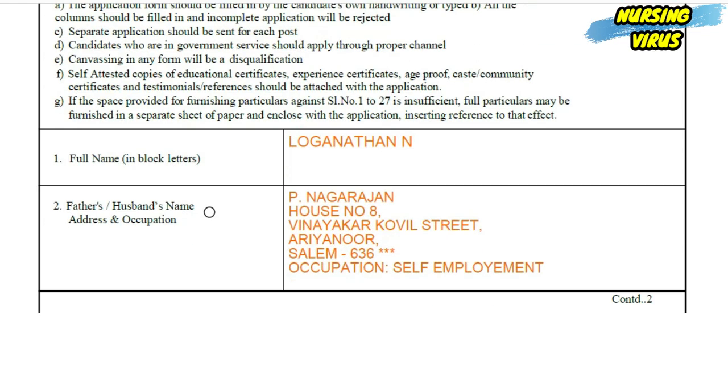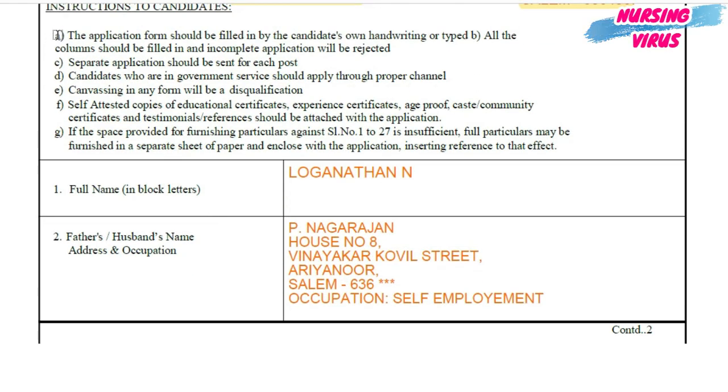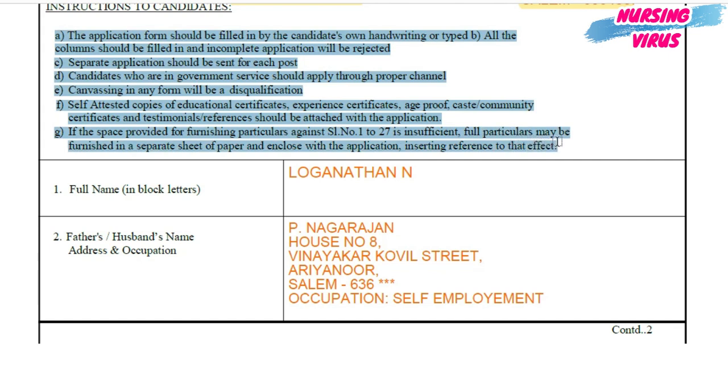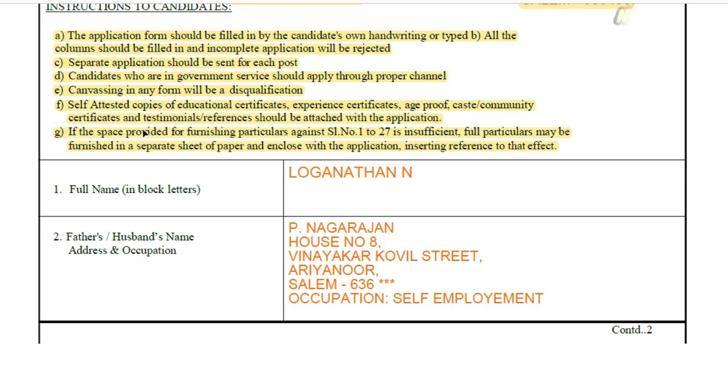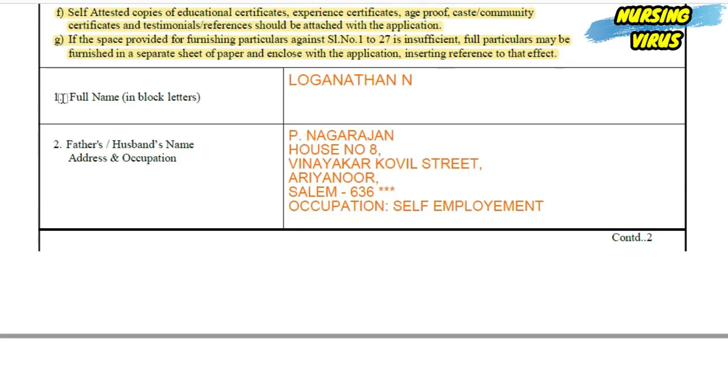The next one, they have given some instructions, so you can follow those instructions before filling the application. According to these instructions, I have filled my application form. Here, first write your name. Everything should be in bold letters. And the father's name, address and occupation, everything you can write here.